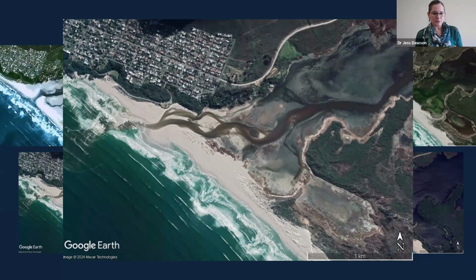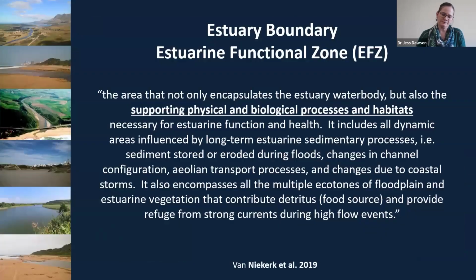So the step that's now been taken and what we use to delineate estuaries, or the estuary boundary, is something called the estuarine functional zone. So that is the exact definition of the estuarine functional zone. But basically, it means that we're not just focusing on the water body, but also looking at all of the specific processes involved in estuarine functioning. So what makes the estuary tick? What makes it work? This includes things like sediment transport, sediment erosion, floods and flood events, and how far the water level goes during a flood.